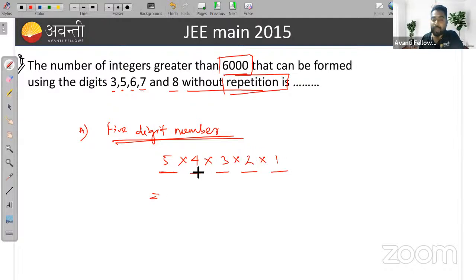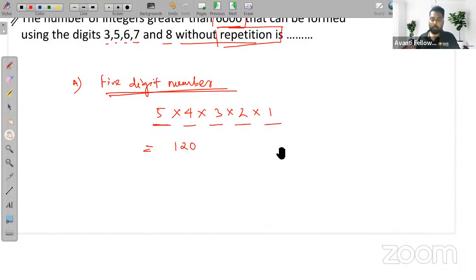So the answer is 5 into 4, that is 20, into 3, that is 60, into 2, that is 120, into 1. The answer is 120. Is that clear, everyone? Is that clear, guys? Clear or not? Let me check the answer again.